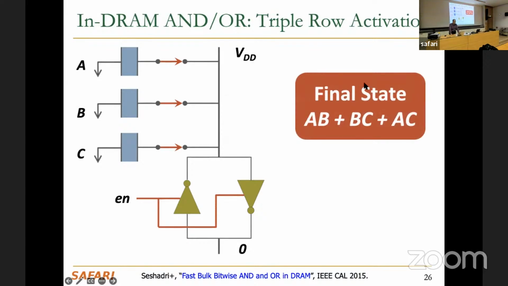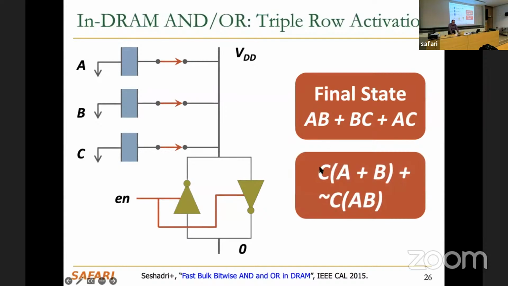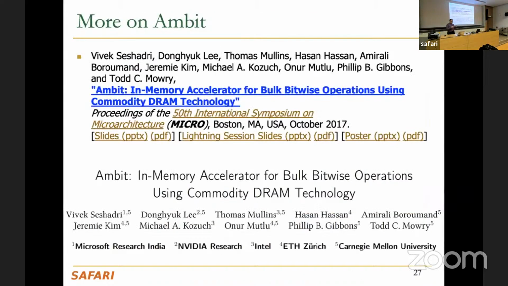If you want to write the equation in Boolean algebra, the final value stored in the bit line, as well as in all these 3 cells, is going to be AB + BC + AC. You can also formulate this equation as C(A + B) + not-C(AB), and with that you can easily implement OR and AND operations. This is the majority function. By controlling the value that you have in cell C, you can do AND and OR operations. This is the work that we showed in a CAL paper in 2015. After that, we extended it in a conference paper by supporting the NOT operation, as well as addressing some other issues. This is the Ambit paper that you can take a look at and read about.